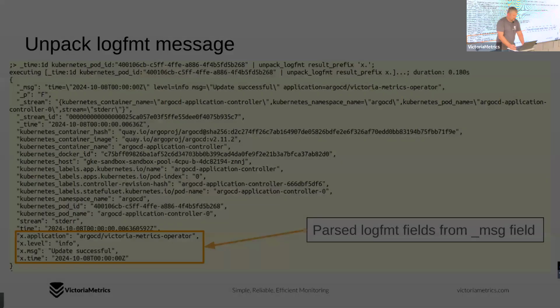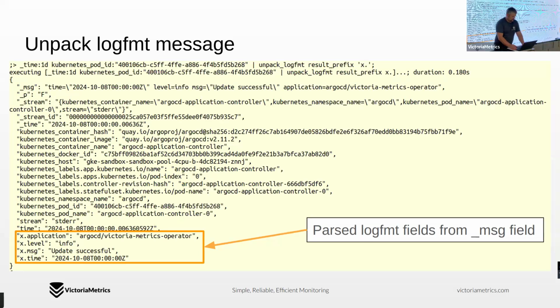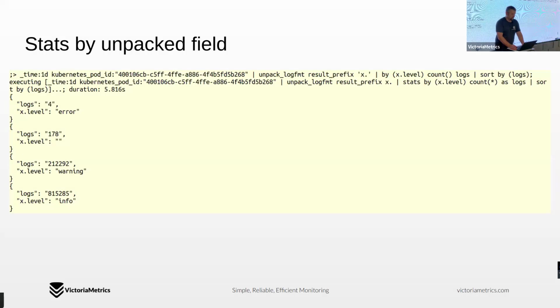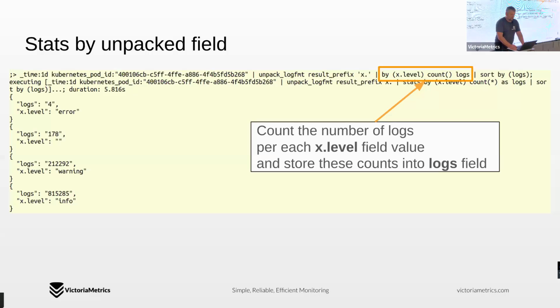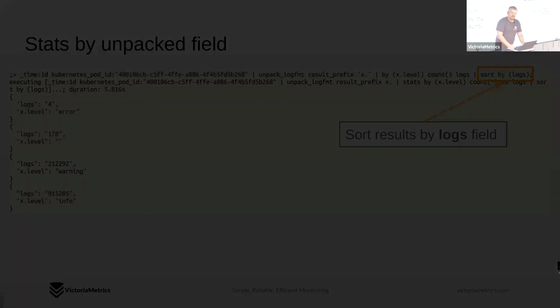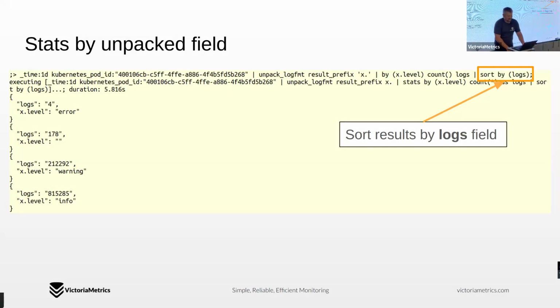What to do next? From this case, you can see that there are some log messages, and these parsed logfmt fields contain a level field. Let's look at some stats over this level field. What we do here is perform a query which selects all the logs for the last day for this particular pod ID, then unpacks this logfmt message, calculates stats by level, counts the number of logs for each level, and sorts the output by the number of logs.